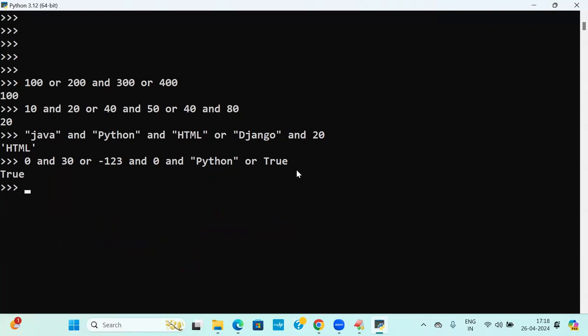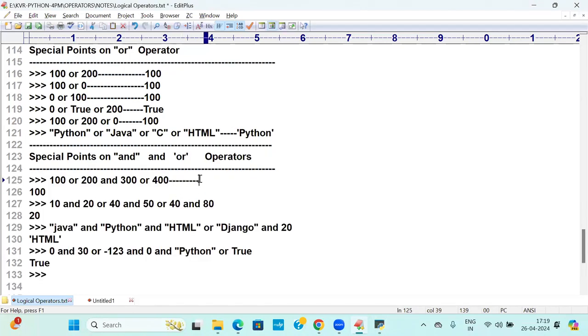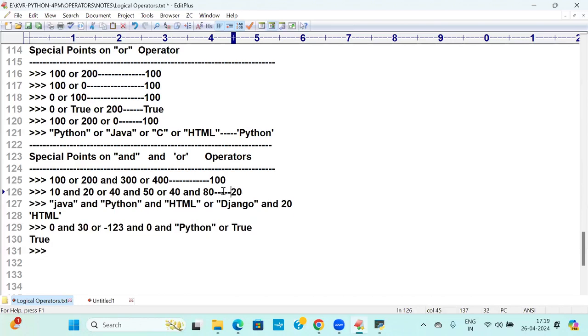That's all. Complicated, easy. Complicated means you take your bag and go home, I said. So this is dead easy. So these points you have to be careful about. These are the special points about which operators? And, or operators.